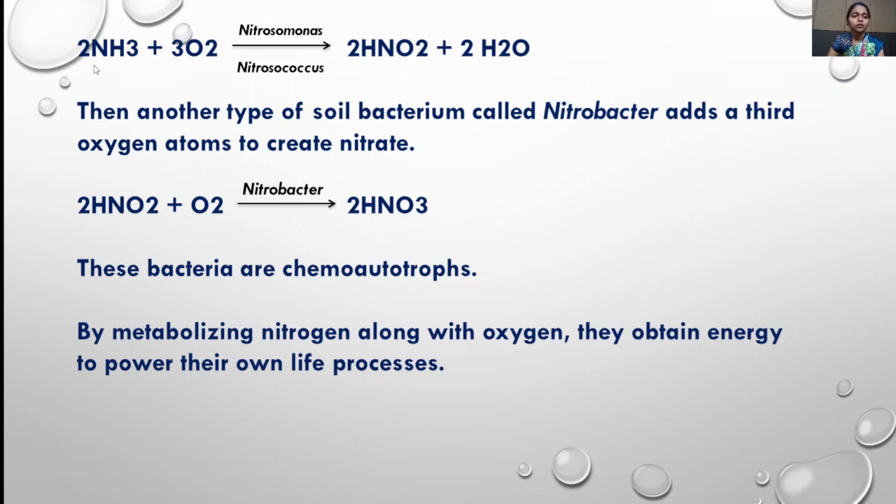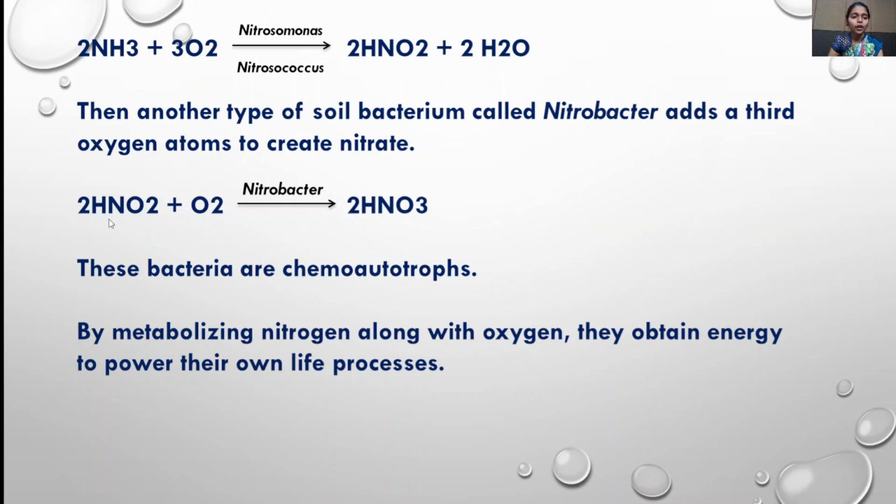So, ammonia is converted into nitrites and then nitrates. These are the reactions of nitrogen fixation of atmospheric nitrogen. Another type of soil bacterium, called Nitrobacter, adds a third oxygen atom to create a nitrate.